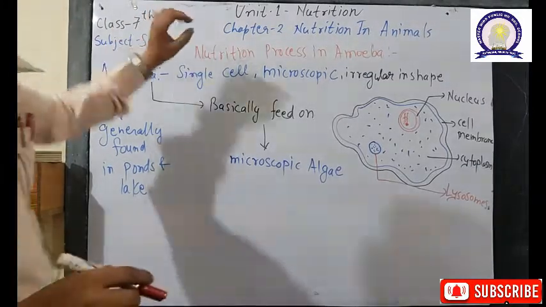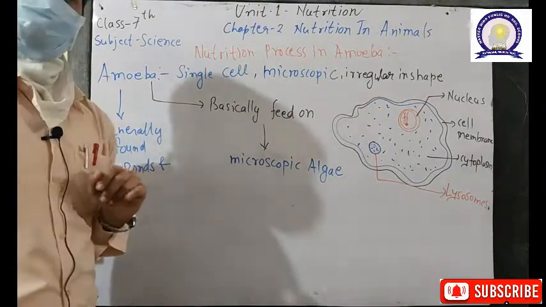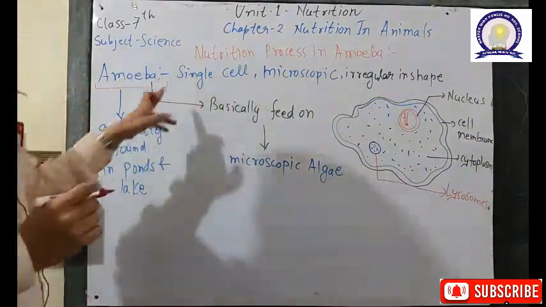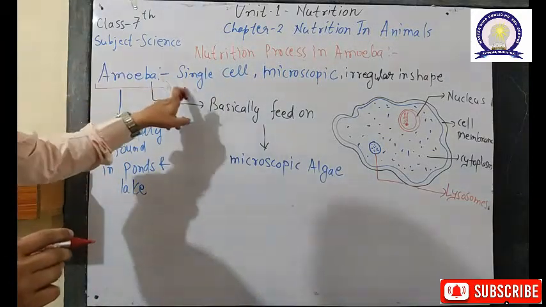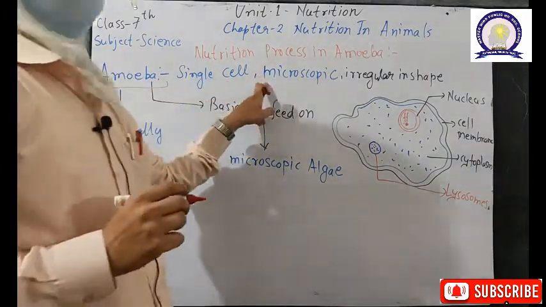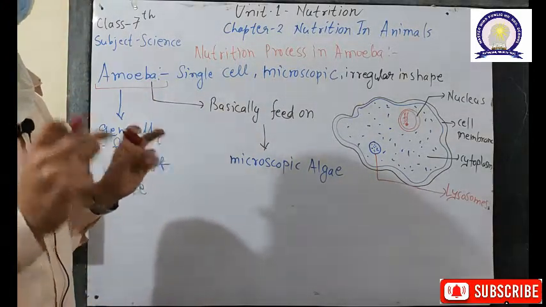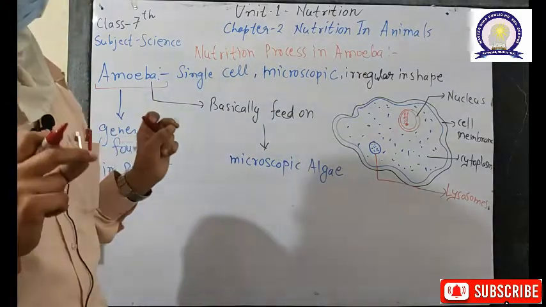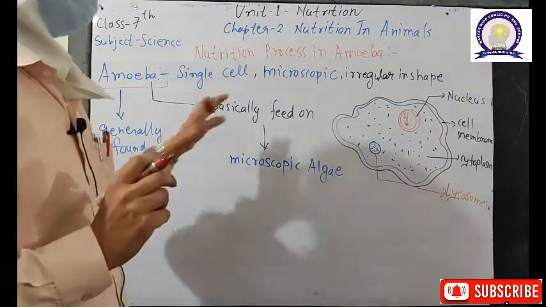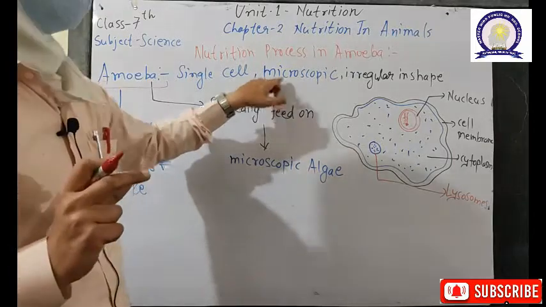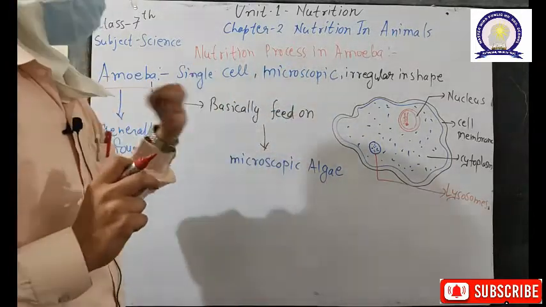So in this we discuss the nutrition process in the amoeba. So what is amoeba? It is an animal. And what kind of animal is amoeba? It is a single celled microscopic animal. That means the whole animal is composed of just a single cell which can't be seen by the naked eye. That means you can see it only with the help of a microscope. That's why it is called a microscopic animal.